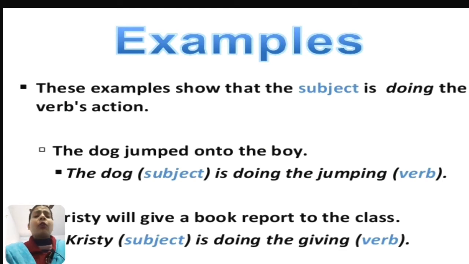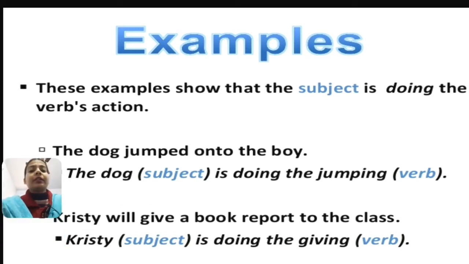Now, all these examples show that the subject is doing the verb's action. The dog jumped onto the boy. Here the subject is the dog, who is doing the action of jumping. So jumped is the verb. Christy will give a book report to the class. So Christy is the subject in this sentence, who is doing the work of giving. So this is how we can identify that the sentence is in active voice.